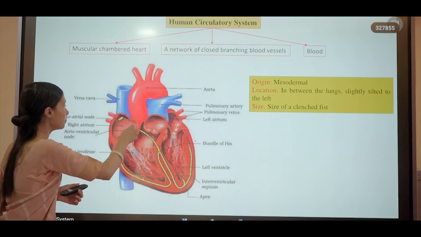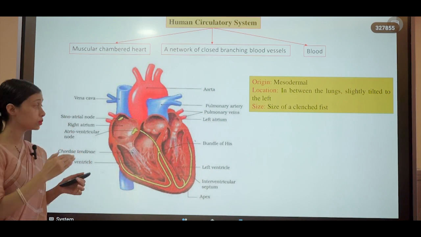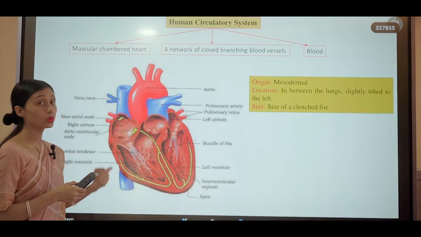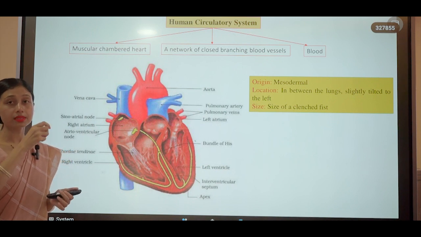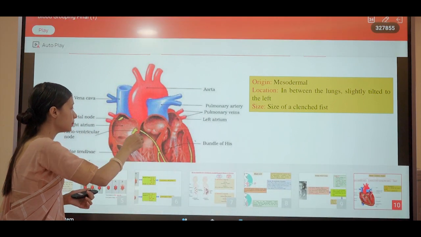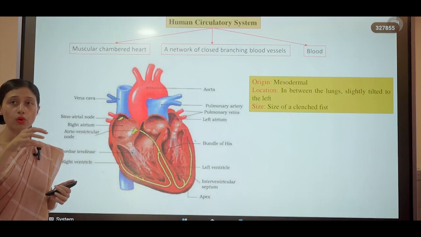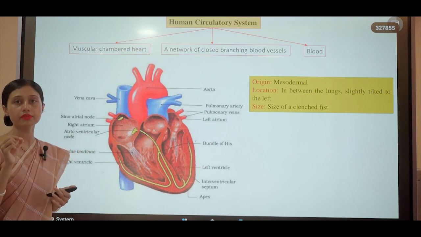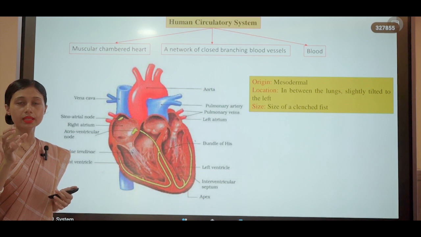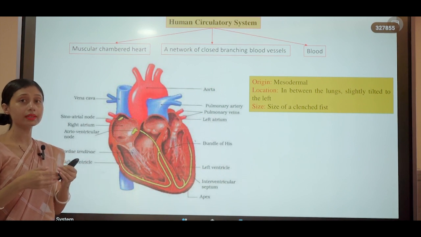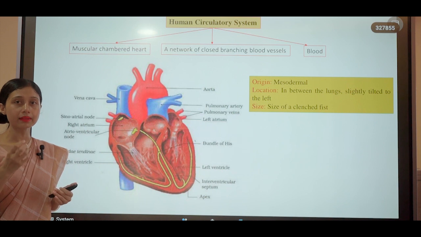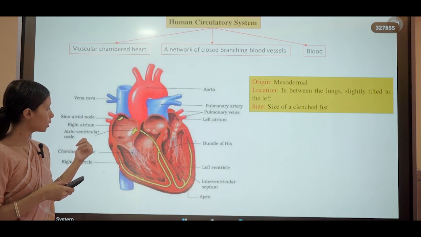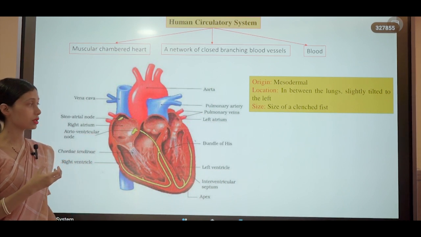Another patch of nodal tissue is located on the lower left corner of the right atrium. This is called the atrioventricular node or AV node. A bundle of fibers continues from the AV node, here you can see, and emerges on the top of the interventricular septum, and then it divides into two bundles, and these fibers give rise to Purkinje fibers. These Purkinje fibers along with the right and left bundle are known as the bundle of His. So I think we have covered almost all important points about the structure of the heart.